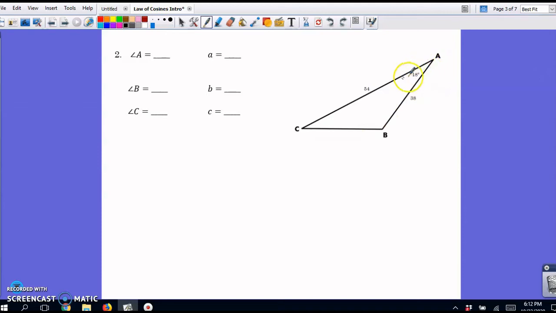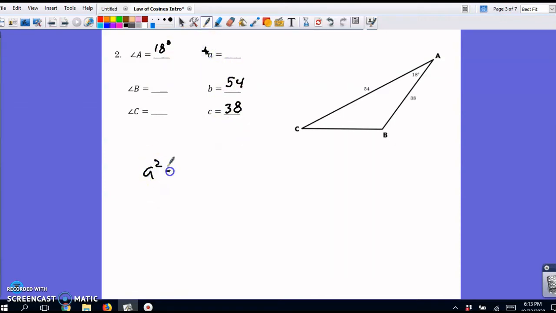All right, so we have angle A is 18 degrees. We know that 54 is side B, 38 is side C, and again, no pair. We have one angle, two sides, not the pair across from each other. So this is a law of cosines. So I want to find A first.